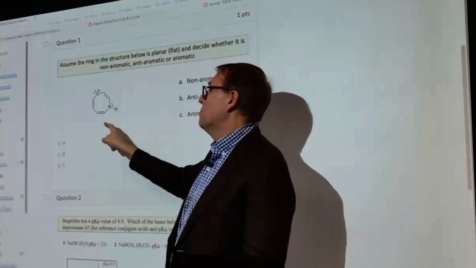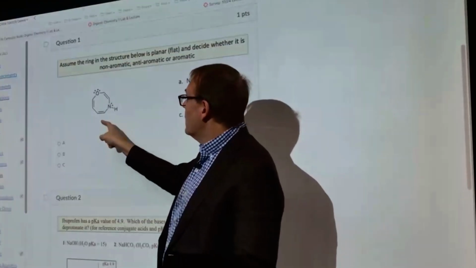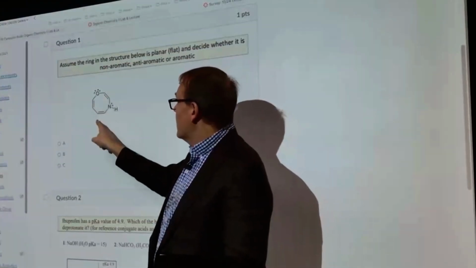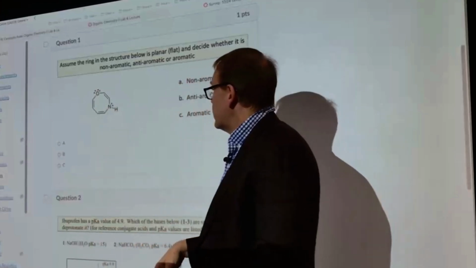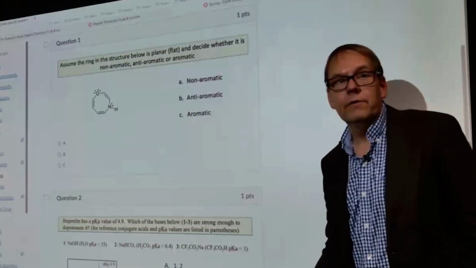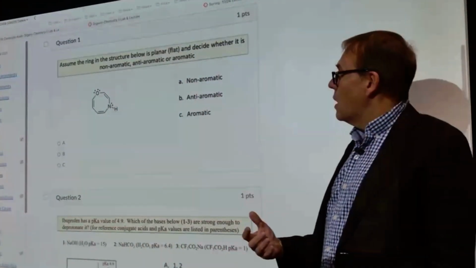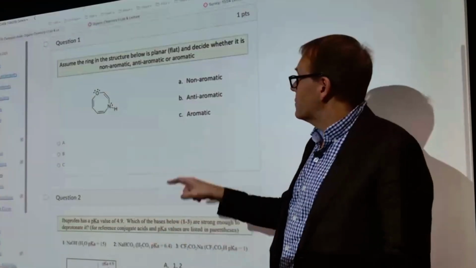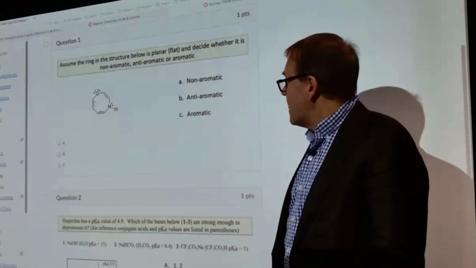When you do the math, you get 6 for the double bonds, 8, and then 10. So it's got 10 pi electrons. That fits 4n plus 2. So this molecule, when it's flat, would be aromatic. So you want to check the aromatic box.